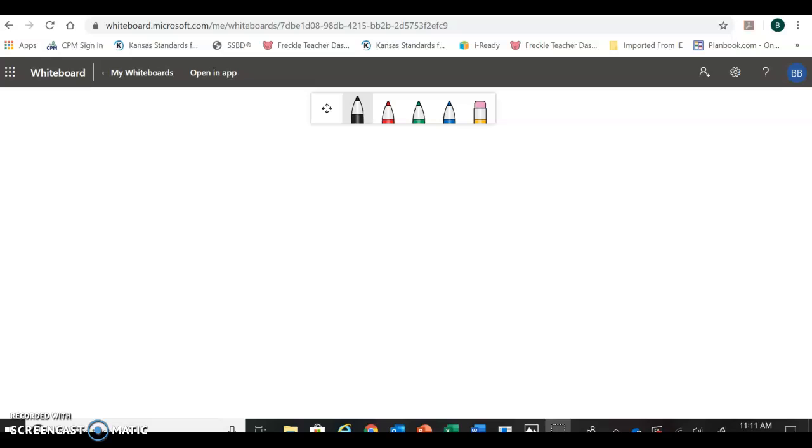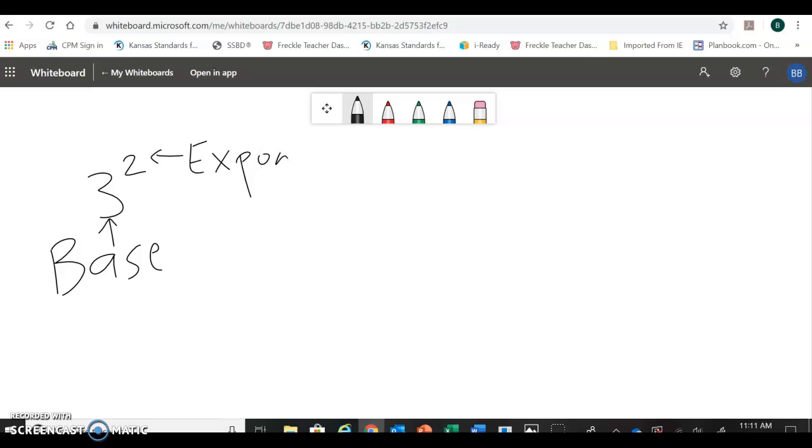So let's start with what you should have learned last week, just squaring numbers. You'd have a number to the second power, and there'd be a 2 for the exponent. So you have a base of 3, and then this is your exponent. You'd have a base of 3 and an exponent of 2, but that's just the math vocabulary.